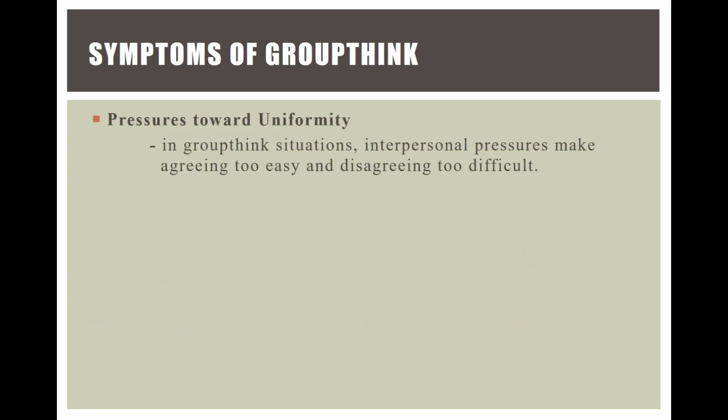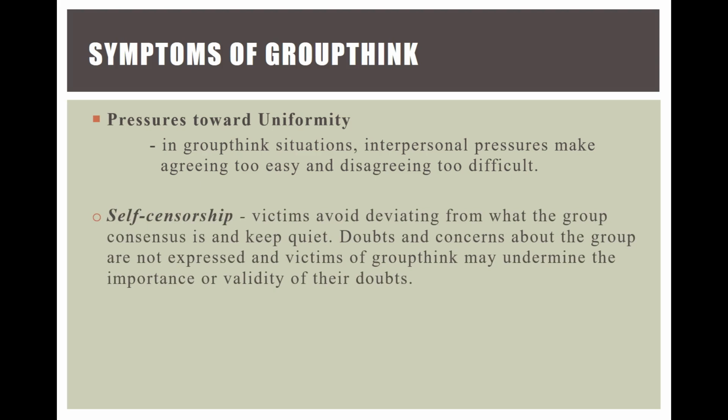The third symptom of groupthink is pressures toward uniformity. In groupthink situations, interpersonal pressures make agreeing too easy and disagreeing too difficult. And according to Janis, there are 4 indicators of this pressure. The first one is self-censorship, wherein victims avoid deviating from what the group consensus is and keep quiet.